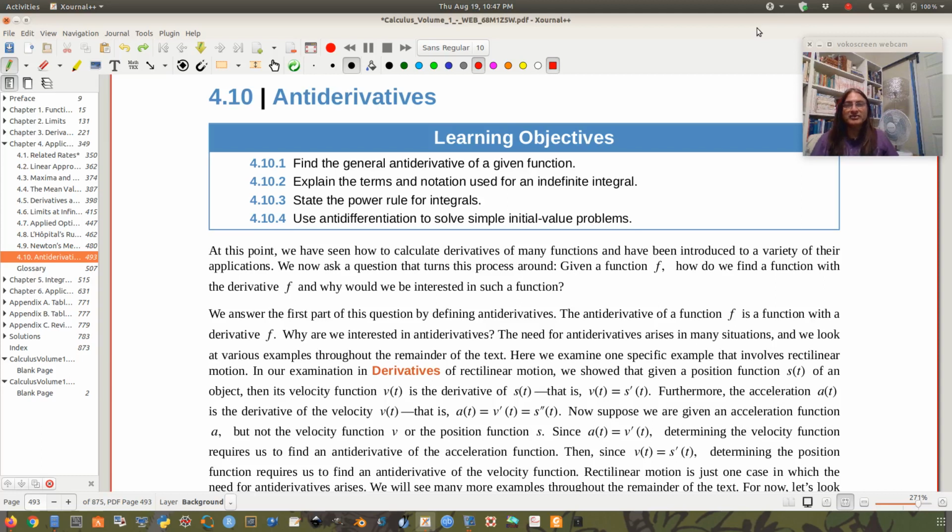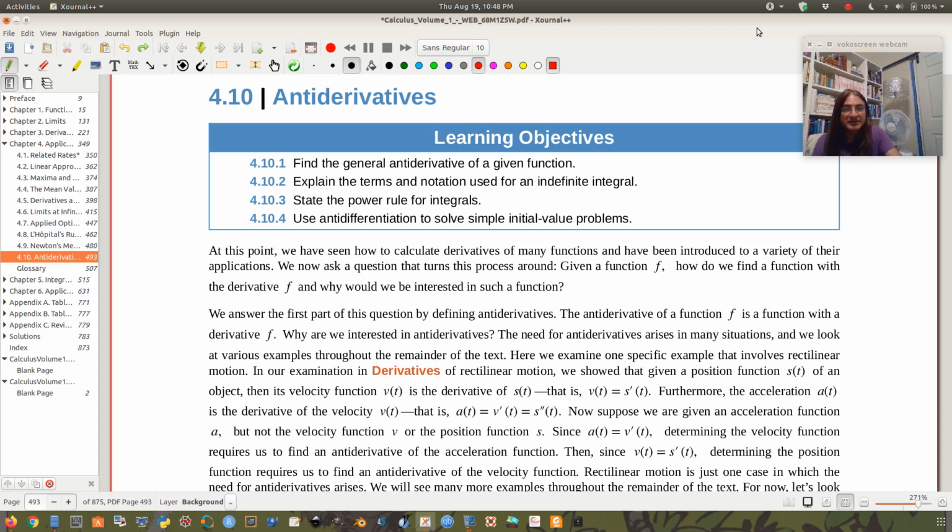We have seen that derivative is a process. For example, if you had a function for position, the rate of change of position is velocity. So taking the derivative of the position function gives us velocity. Taking the derivative of velocity gives us acceleration. What if we want to do the opposite?